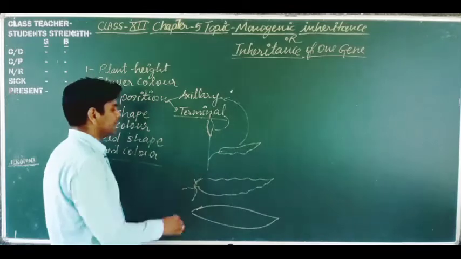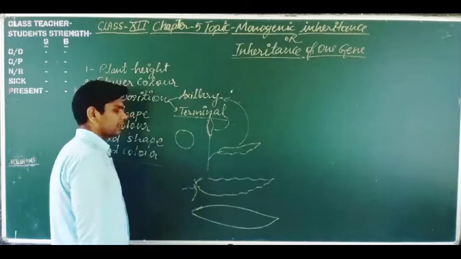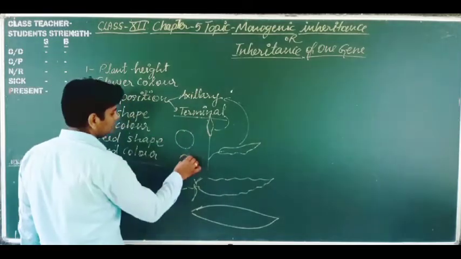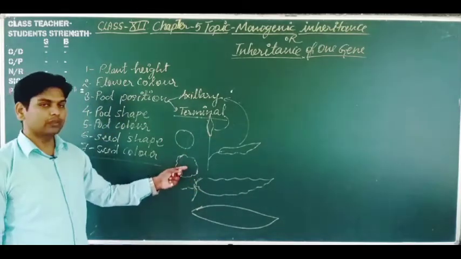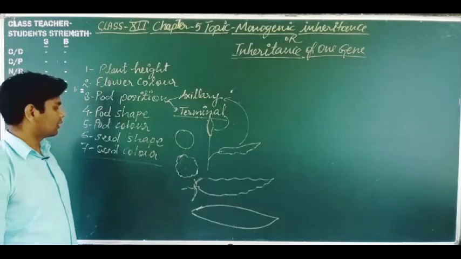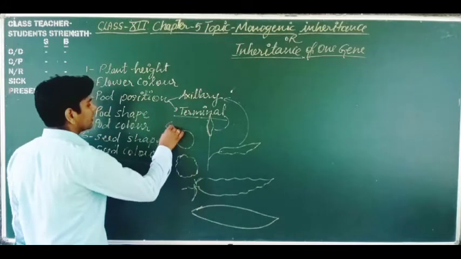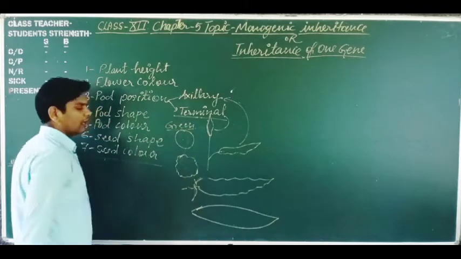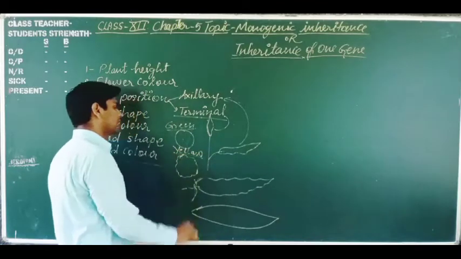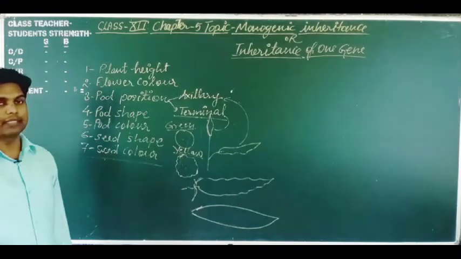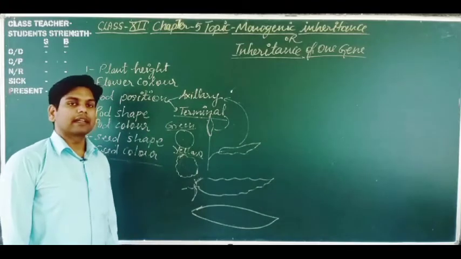Seed shape: what are the seed shapes? Sometimes seeds found in the pod are rounded, and sometimes seeds are a little bit constricted like this. This is known as the wrinkled shape, and this is known as the rounded shape. Got it? Seed color: seeds are sometimes green in color, as you have also seen, and sometimes yellow. So yellow and green are the 2 colors of seed. So these are the 7 characters, and these 7 characters have 7 pairs of contrasting traits.